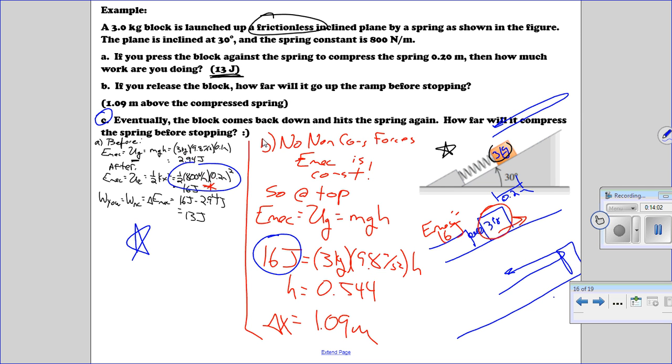Okay? So theoretically, if this was a perfectly frictionless ramp, this would just keep happening forever, right? The spring would get compressed 0.2 meters, it would bounce back up the ramp to a distance of 1.09 meters, and then it would come back down, squish it 0.2 meters, go up 1.09, squish it, back and forth forever. Okay? All right, what if we add in friction?